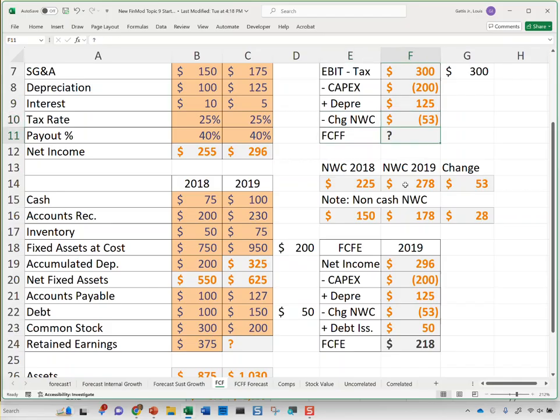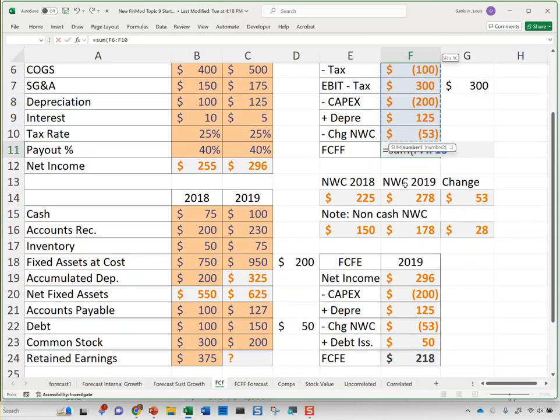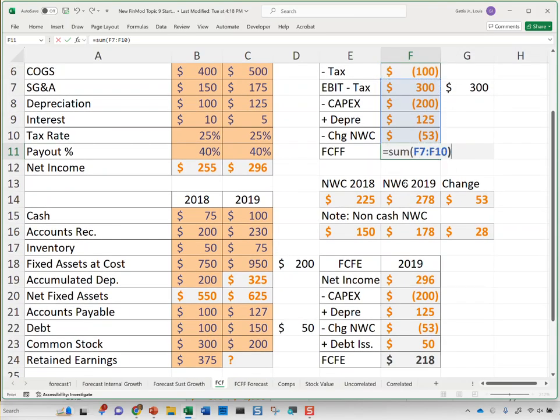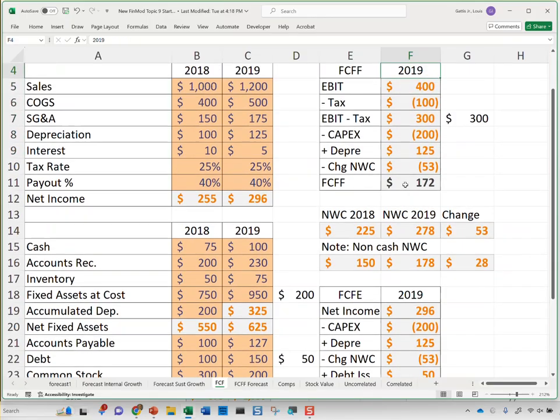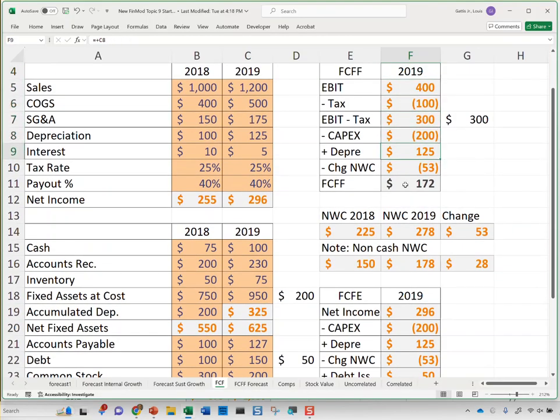All right, now I can just add those together, equals sum from EBIT after tax. And it looks like this business generated 172 in cash, which is considerably different than profits. Profits are not cash. Why does this company have 296 in profits and 172 in cash? Well, you can see, one, we're excluding interest expense, so that would actually make the number higher. But the main reason is it's spending money on CapEx.